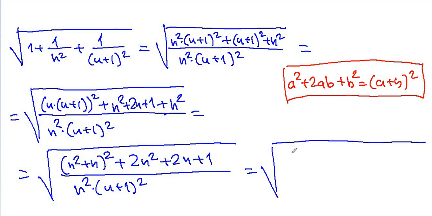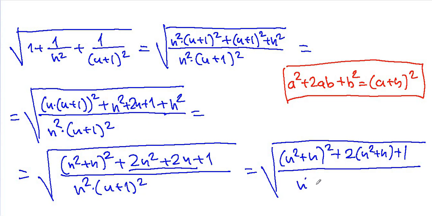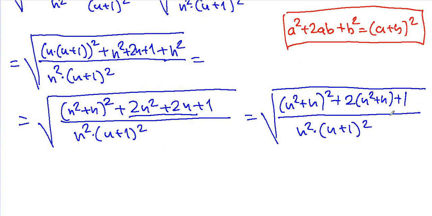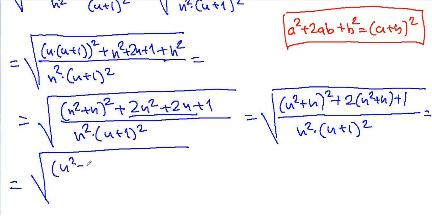And this is going to be equivalent to, so therefore here I can express the numerator as follows, n squared plus n to the power of 2 plus, so from these two expressions if I factor out 2, then I will get 2 times n squared plus n and plus 1, divided by n squared times n plus 1 to the power of 2. Now if we compare the numerator with this formula, then we can clearly see that the numerator is the perfect square. So therefore this is going to be equivalent to square root of n squared plus n plus 1 to the power of 2 divided by n squared times n plus 1 to the power of 2.